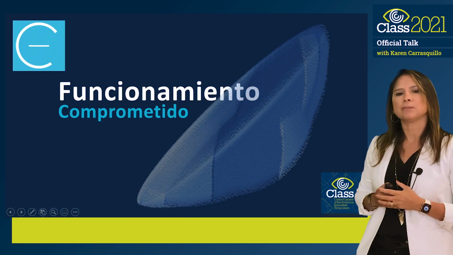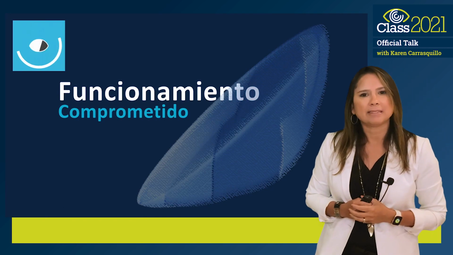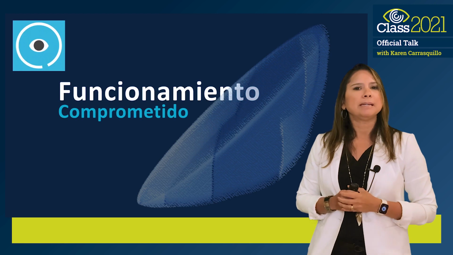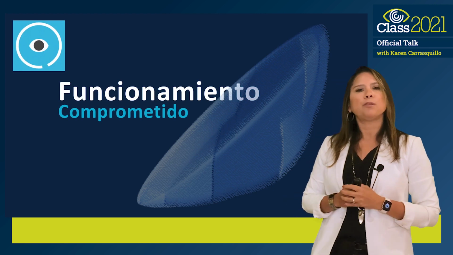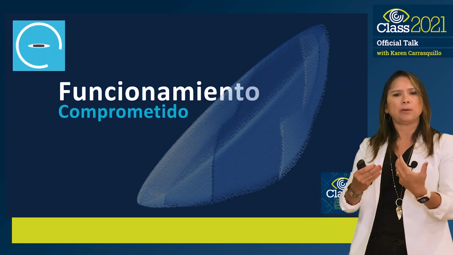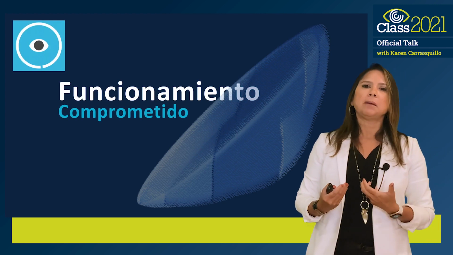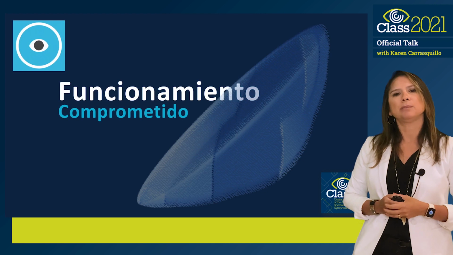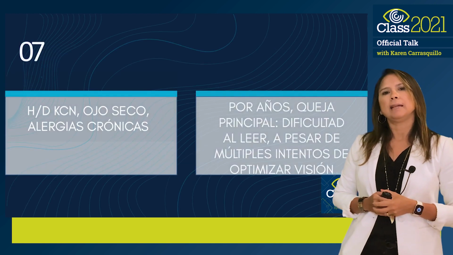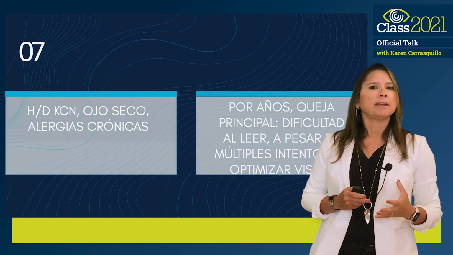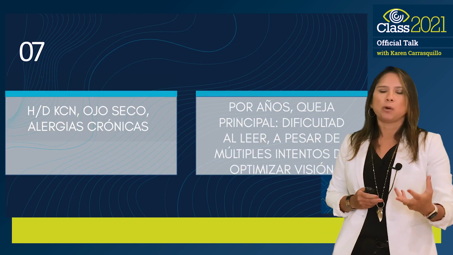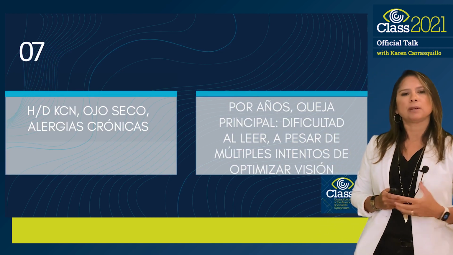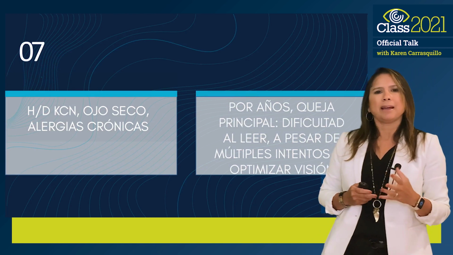Now, finally, to finish, the last issue is when we have a compromised ocular surface and our objective data tells us that everything is fine. This case that I present to you to end today's talk is a keratoconus patient with a history of dry eye and a history of chronic allergies. Nothing very severe or drastic really.